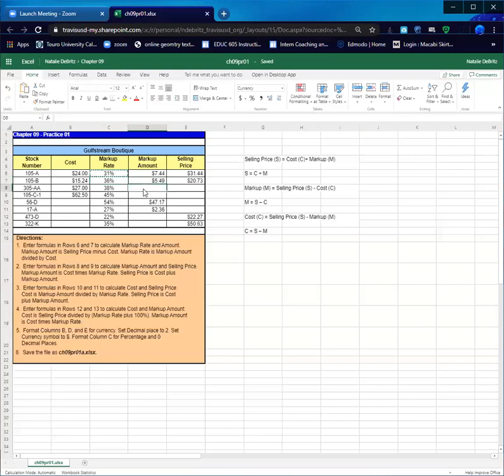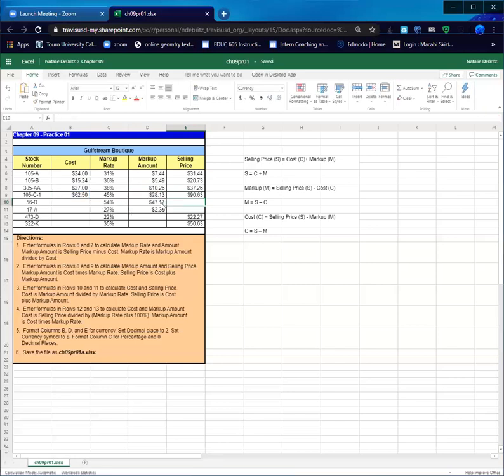So now I'm going to go over here and find the markup amount knowing the rate. To find the markup amount knowing the rate, I'm going to simply multiply the cost by the markup rate. So this is going to be equal to the cost times the markup rate. That's going to give me the markup amount, and then the selling price is equal to the cost plus the markup amount. Again, I'm just going to copy this formula down, but if I wanted to find the markup amount, it is equal to the cost times the markup rate. And then the selling price is equal to the cost plus the markup amount.